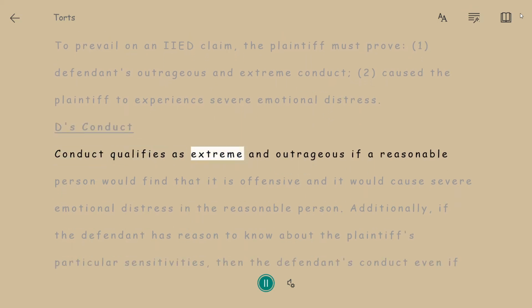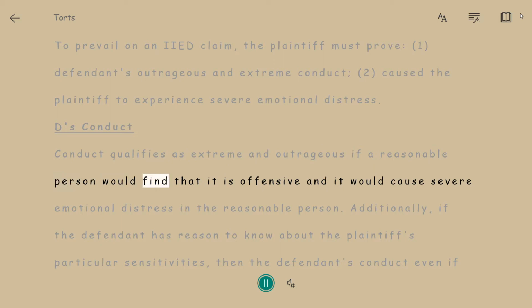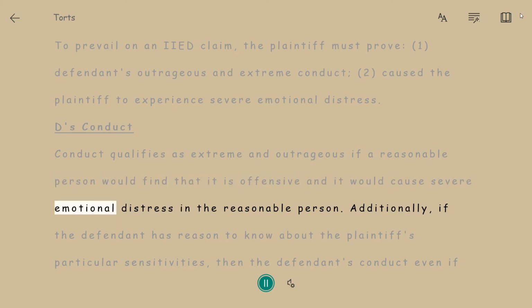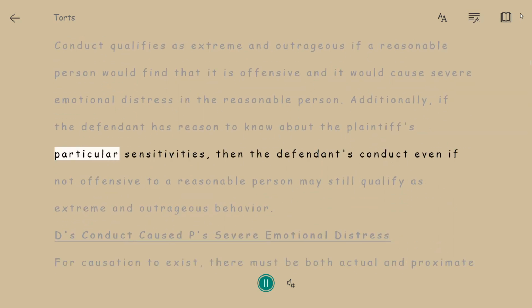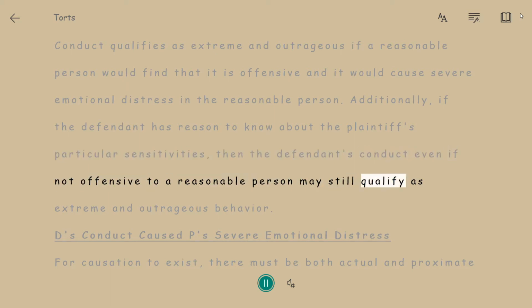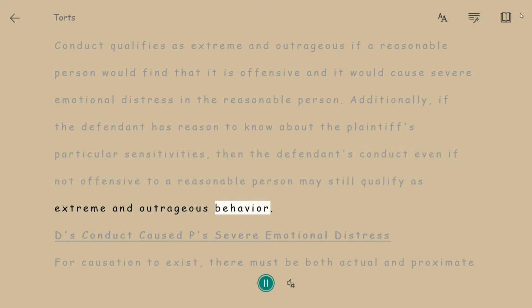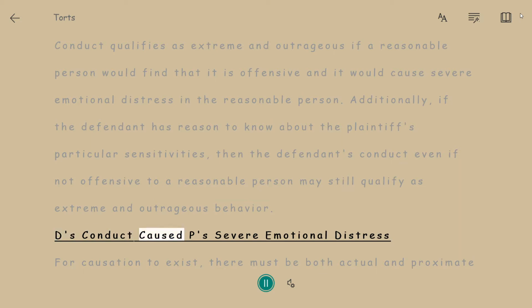Conduct qualifies as extreme and outrageous if a reasonable person would find that it is offensive, and it would cause severe emotional distress in the reasonable person. Additionally, if the defendant has reason to know about the plaintiff's particular sensitivities, then the defendant's conduct, even if not offensive to a reasonable person, may still qualify as extreme and outrageous behavior. D's conduct caused P's severe emotional distress.